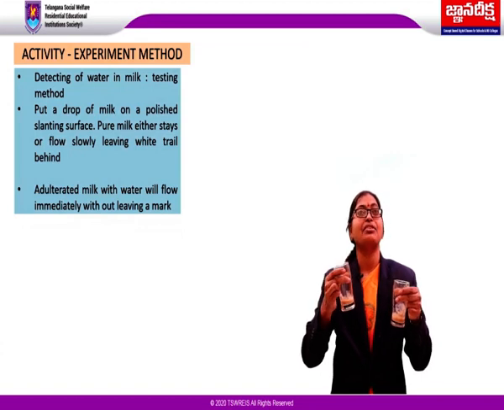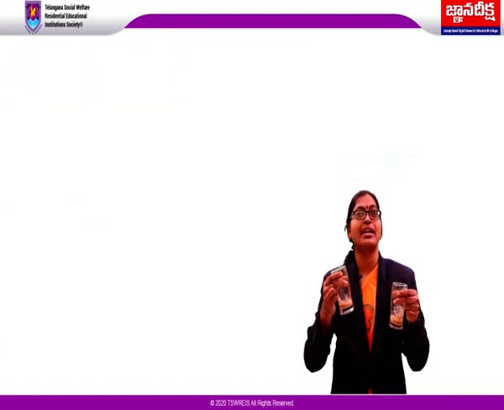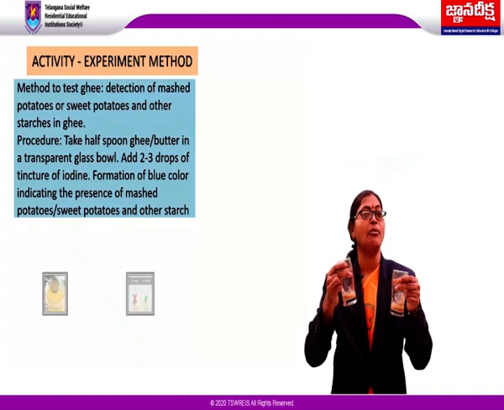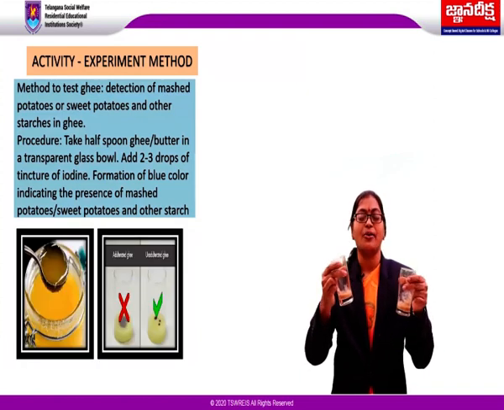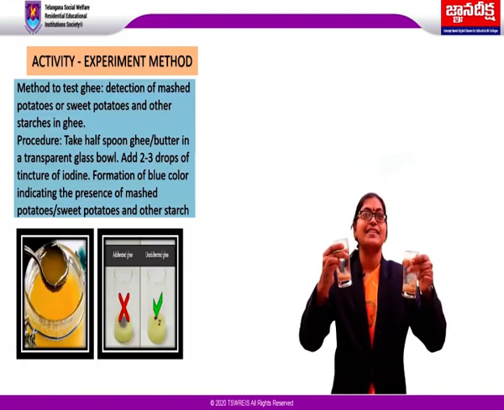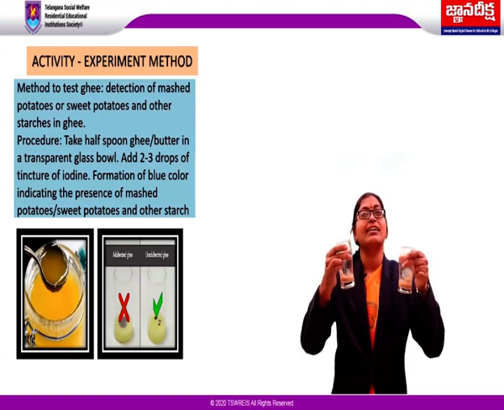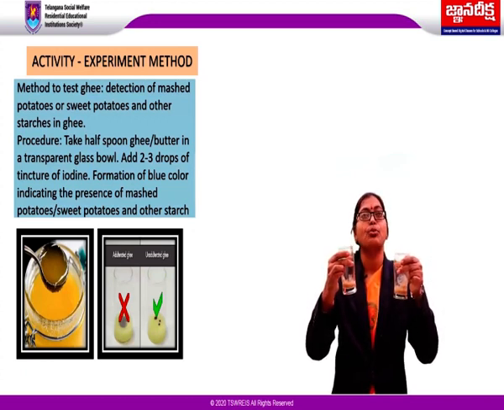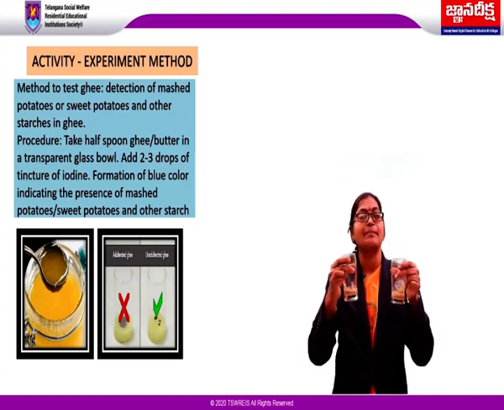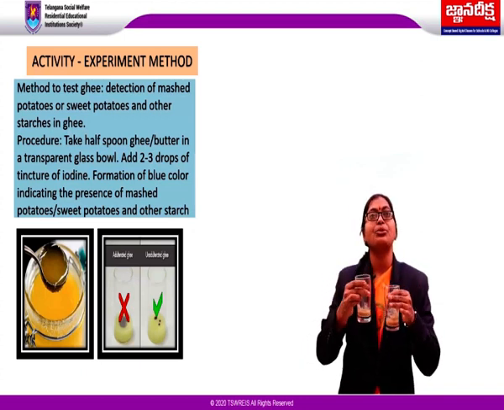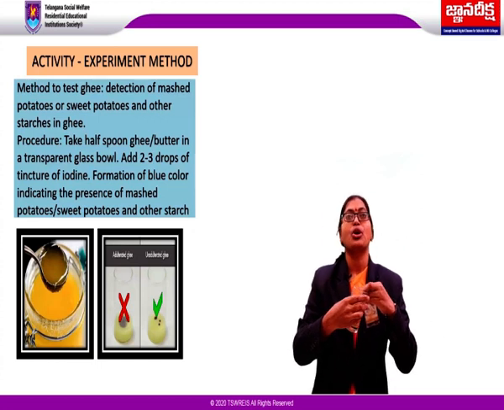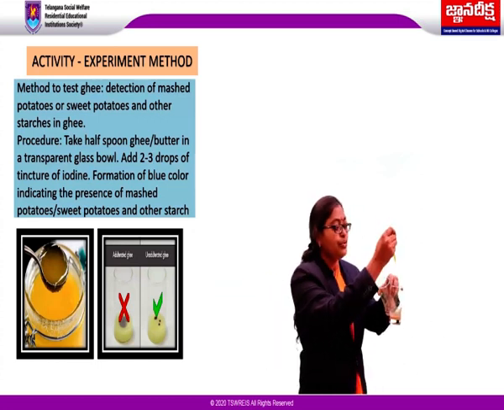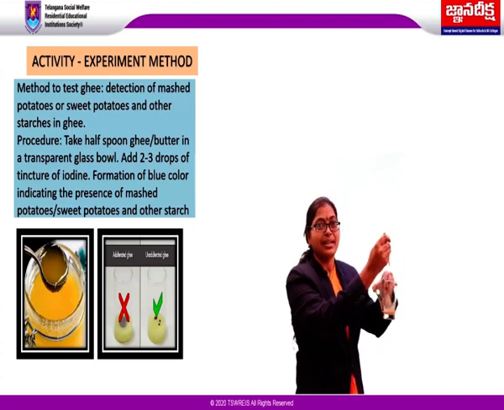Generally, mashed potatoes, sweet potatoes and other starch are commonly used to adulterate ghee. Now, what is the procedure? See children, here I took two transparent glass tumblers in which I poured ghee. Now I am going to add 2 to 3 drops of tincture iodine solution to the pure ghee.